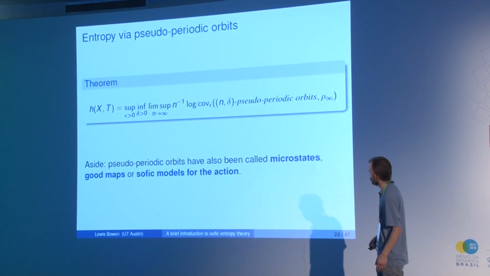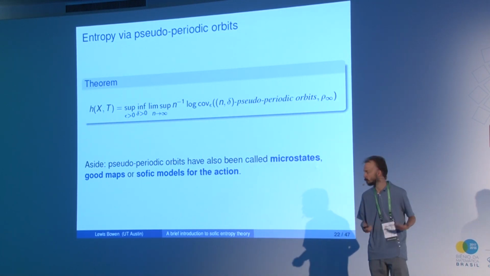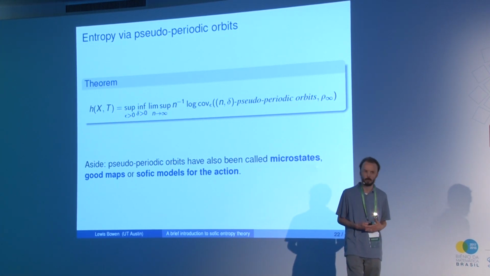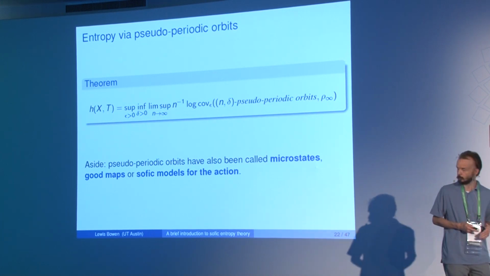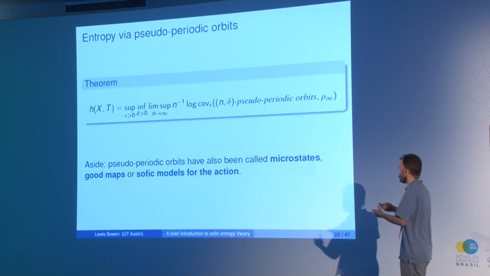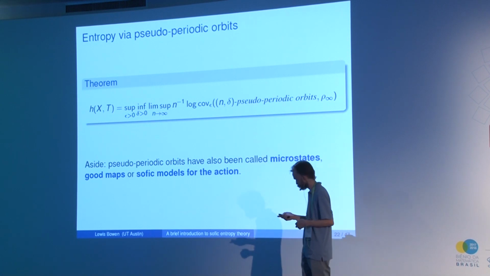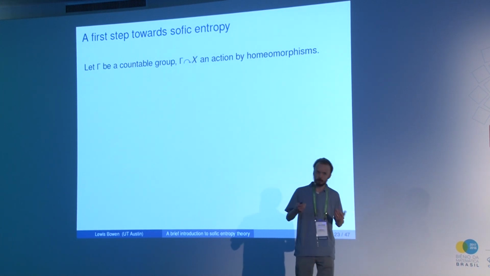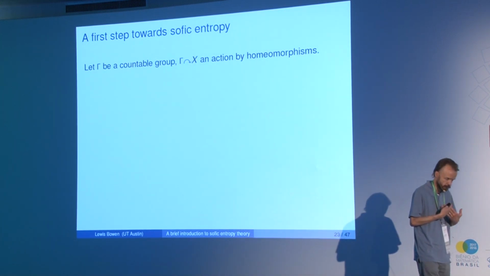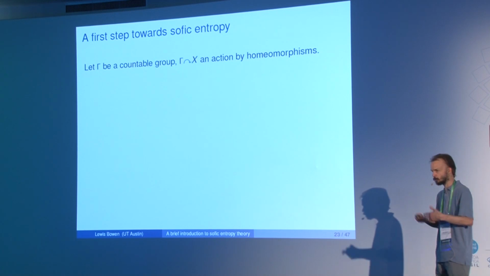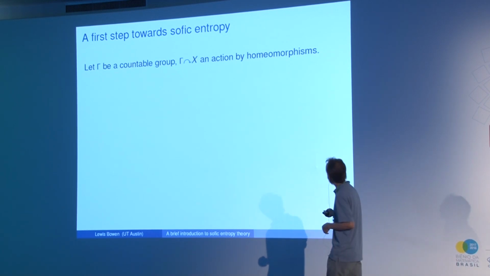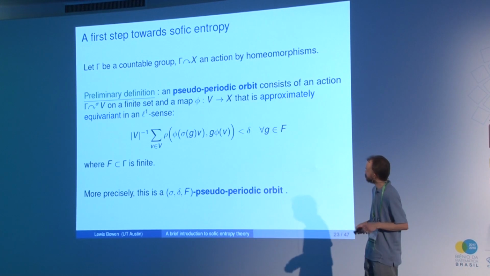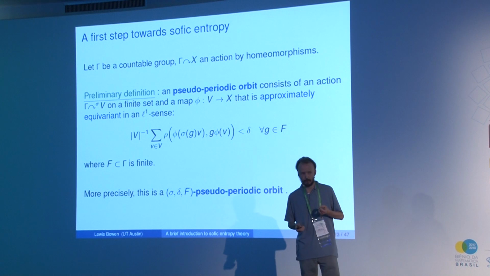So just a bit of terminology. If you're interested and you're looking at the literature, these pseudo-periodic orbits are sometimes called microstates by inspiration with statistical physics, or good maps or Sofic models. Okay, now let's suppose that we have a countable group, and this time I'm just taking any arbitrary countable group, just for the moment. And we have an action by homeomorphisms, and we want to make sense of what is the entropy. So here is a preliminary definition.